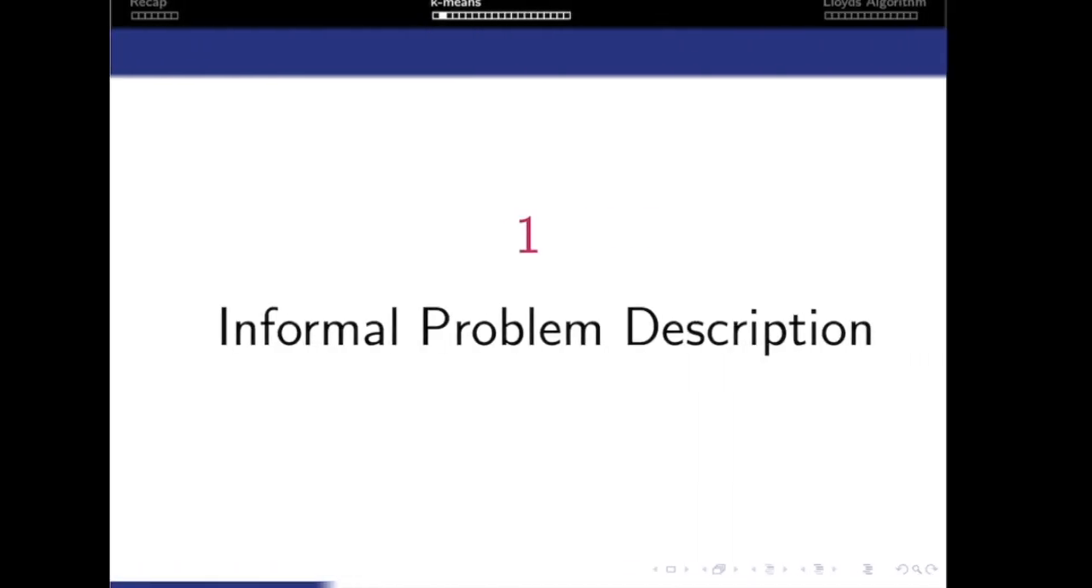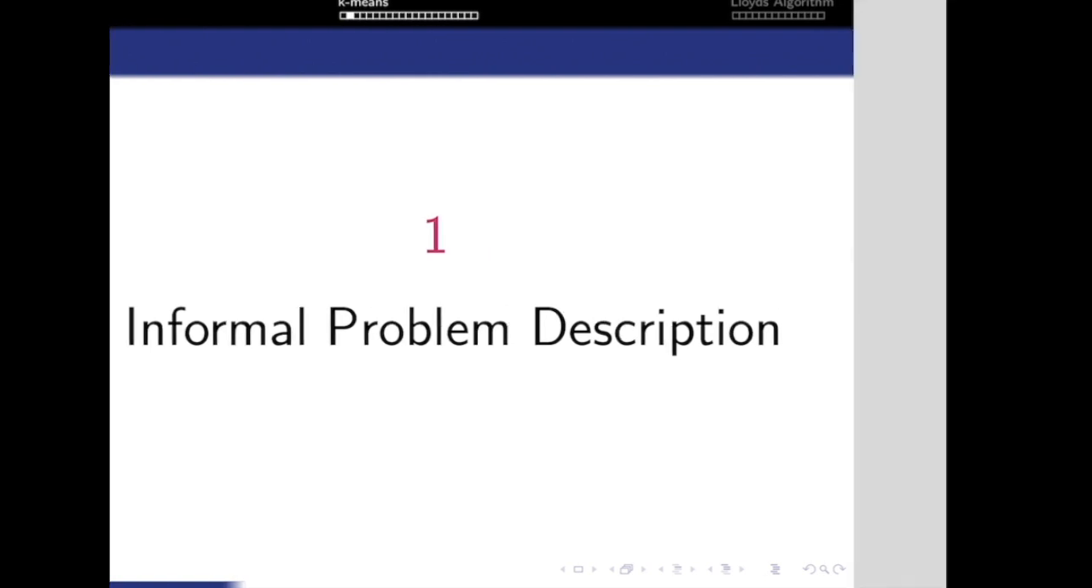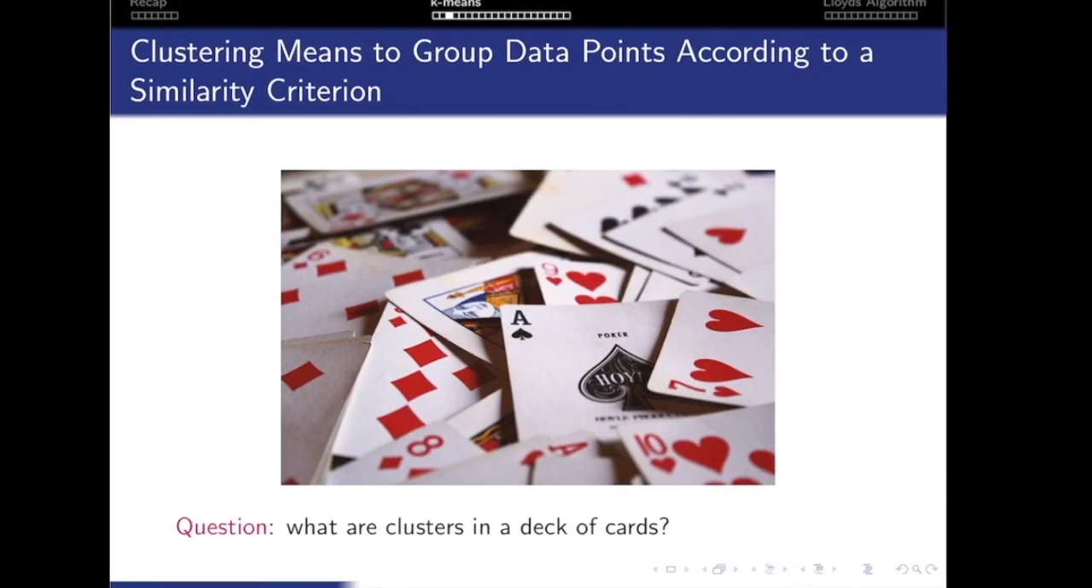First, let's have a look at the informal problem description. What kind of problem are we discussing today? The example I chose for today was the clustering of cards. If you think of a stack of cards, how do you cluster them? Clustering means to group data points according to a similarity criterion. So what are similar cards? How would you separate or distinguish groups of cards in a deck of cards?